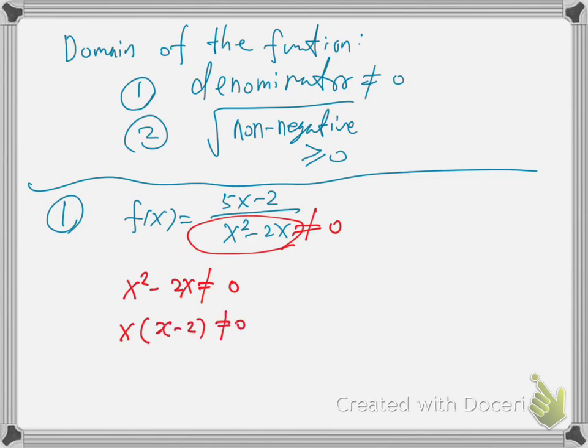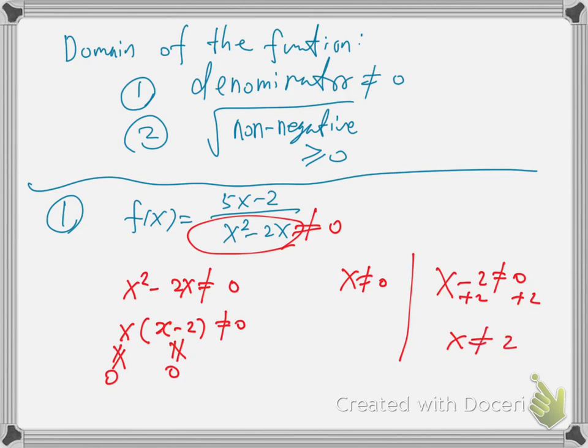Is not equal to 0. So x is not 0, and x minus 2 is not 0. So x minus 2 is not 0 means plus 2 plus 2, x is not 2, right? So the domain of f is x is not 0 and x is not 2. Okay, so you only need to check the first condition because there's no radical sign, right?